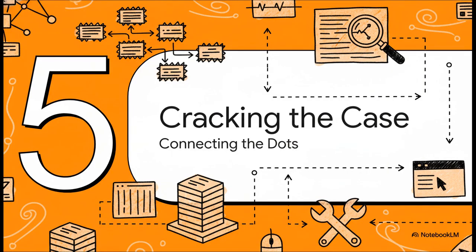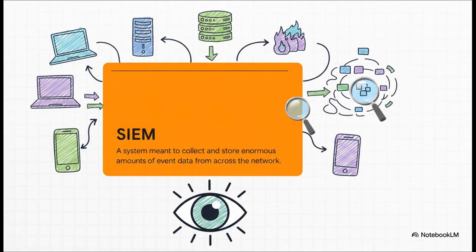All right, so we've got the packets, we've got the logs, and we have the tools. So, how does it all come together to finally crack the case and tell the full story of what really happened? The answer is something called a SIEM. That stands for Security Information and Event Management. Just think of it as the central command center for the whole investigation. It pulls in log data from thousands of different sources, we're talking firewalls, servers, laptops, you name it, and puts it all in one place. And that's what allows an investigator to finally see the big picture.